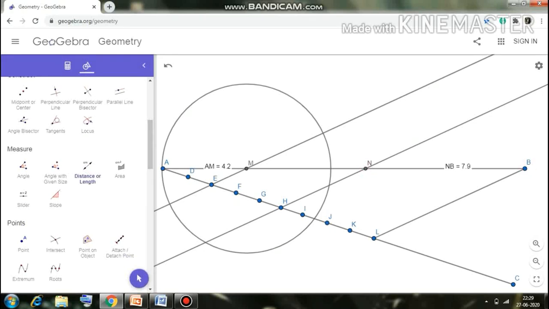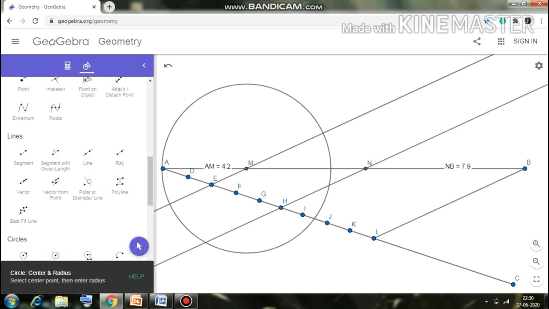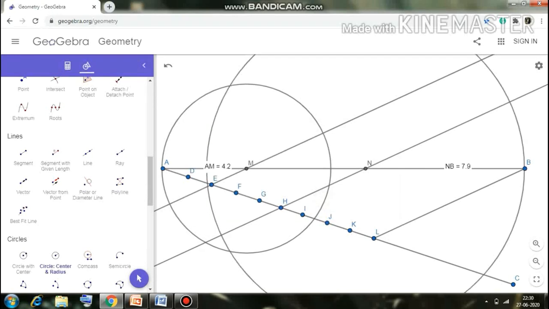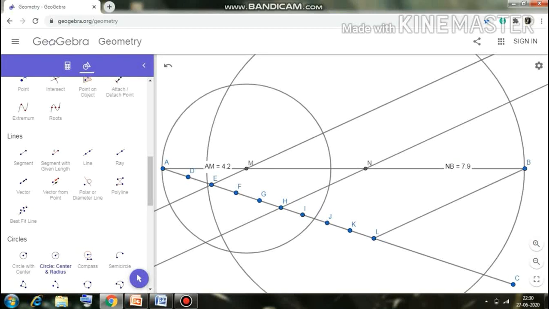NB is equal to 7.9 centimeters. So as you know, we have to make another circle from point N and its radius should be 7.9 centimeters. Here we go. This is our circle. So these are our circles.